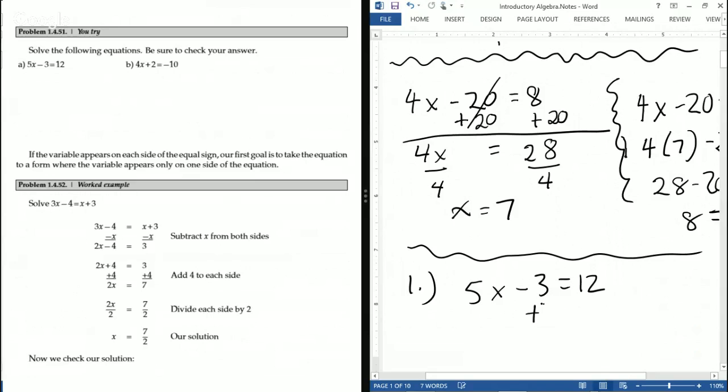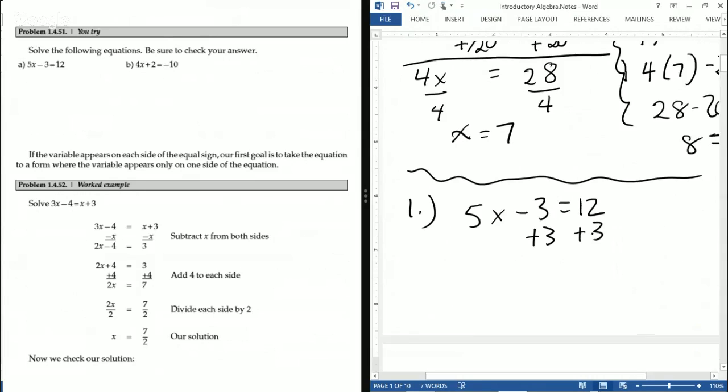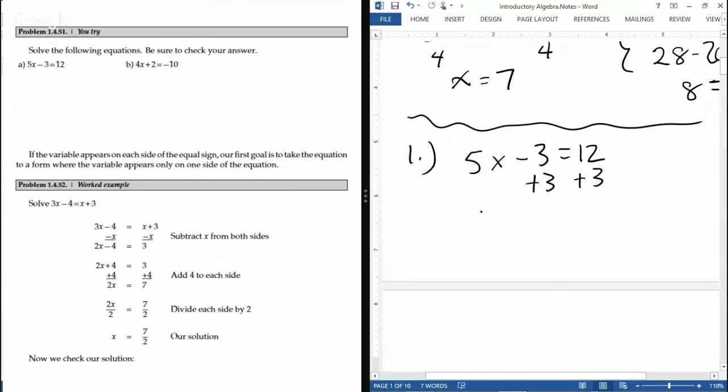And when I add 3 to both sides, just writing a line to show that I'm actually just going to be bringing these things down. We get 5x equals 15. And now, in this particular case, I need to get rid of the 5, and the way to do that is to divide both sides by 5. Okay, and then when that happens, the x goes away, and I get x equals just 3.